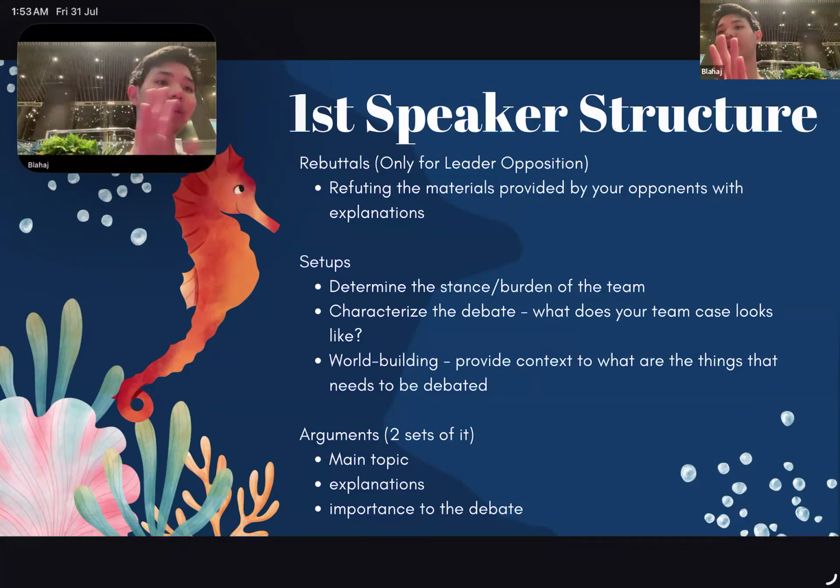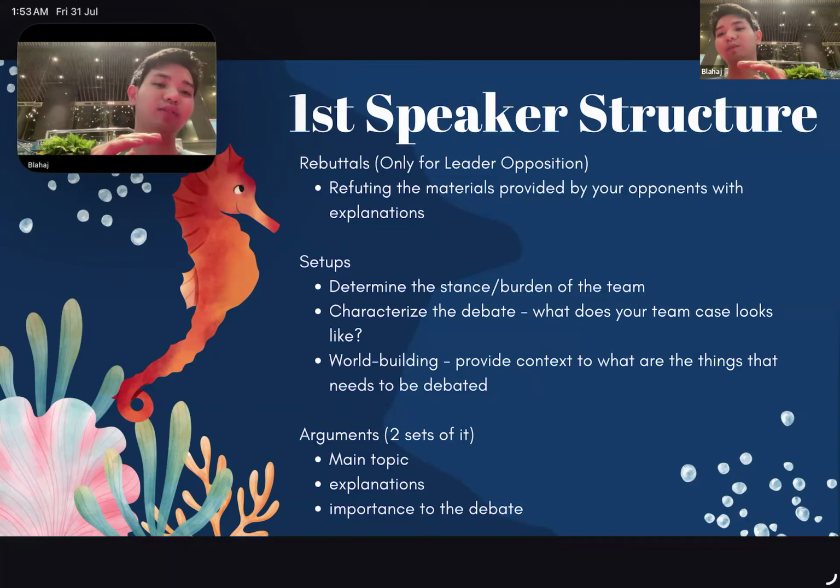So these contexts of what you're trying to debate from the motion that has been given, or what we call topics by your lecturer, is something that needs to be explained, or else the judge will be confused and basically don't know how they're going to judge, or your case in general is quite unclear.